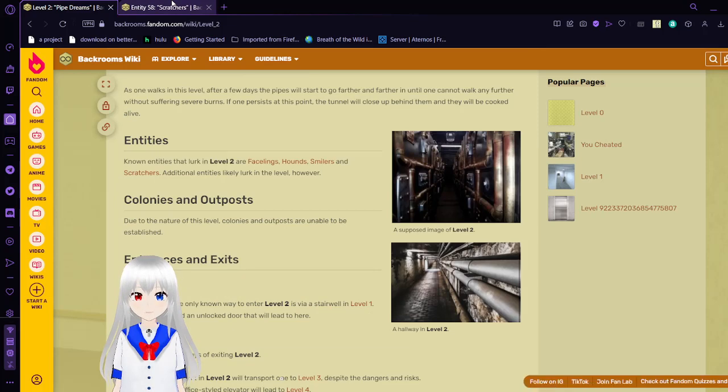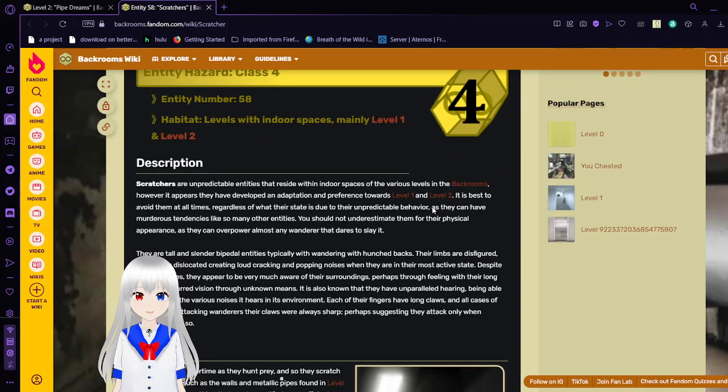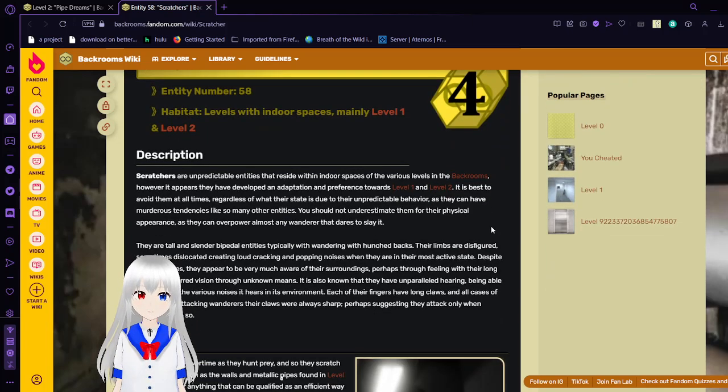We're going to go over what a Scratcher is. Entity 58, Scratchers. Hazard Class 4. Habitat: levels with indoor spaces, meaning Level 1 and Level 2. Scratchers are unpredictable entities that reside within indoor spaces of the various levels in the Backrooms. However, it appears they have developed an adaptation and preference towards Level 1 and Level 2.